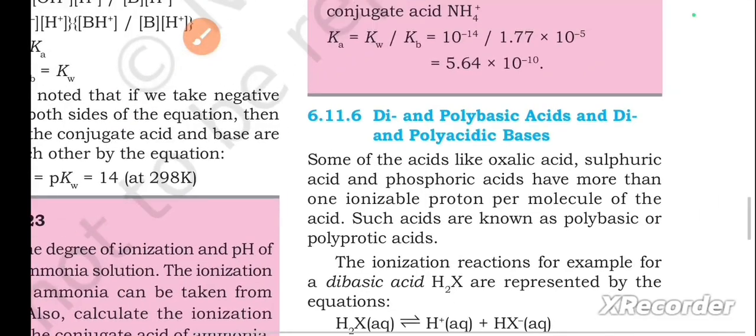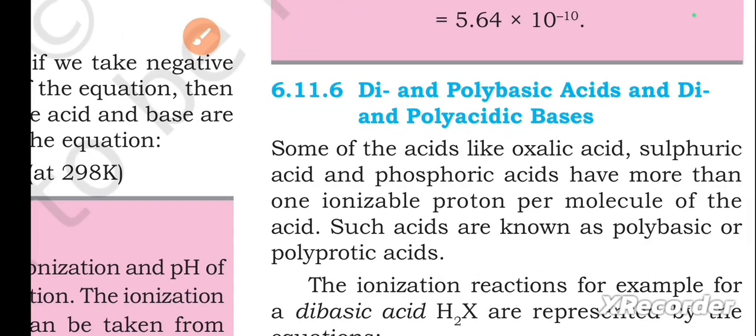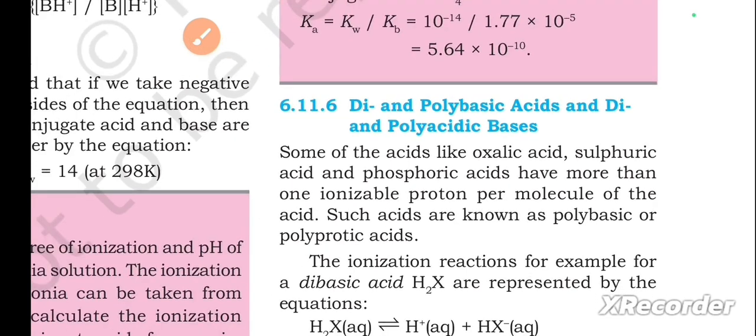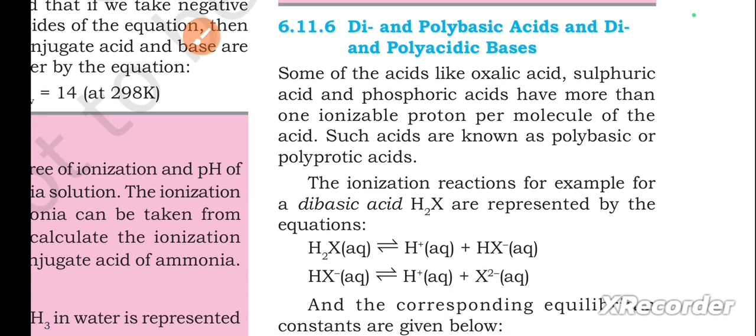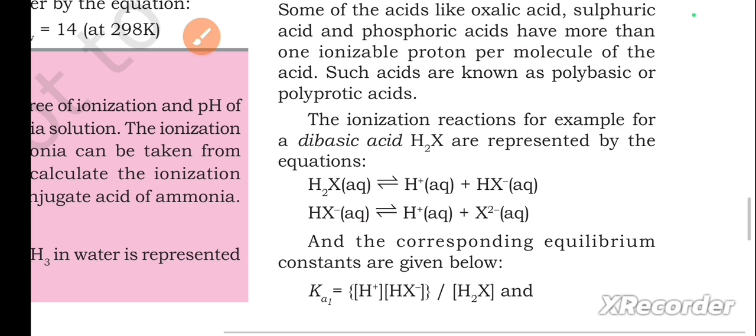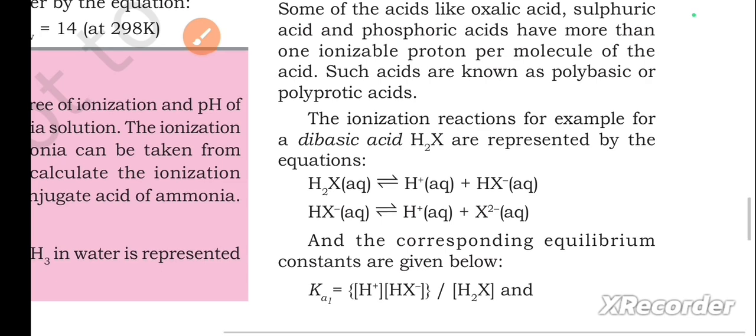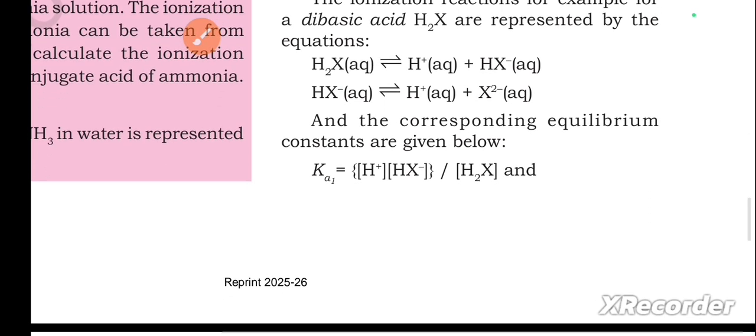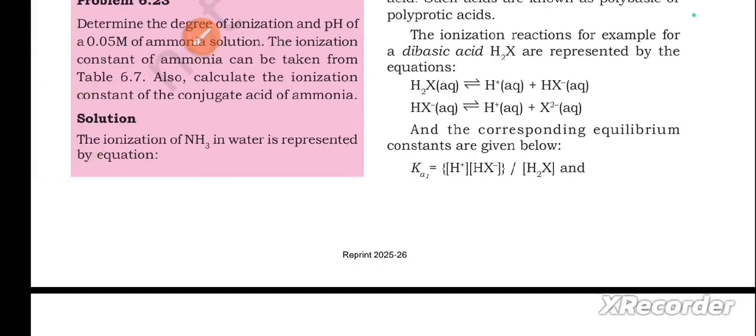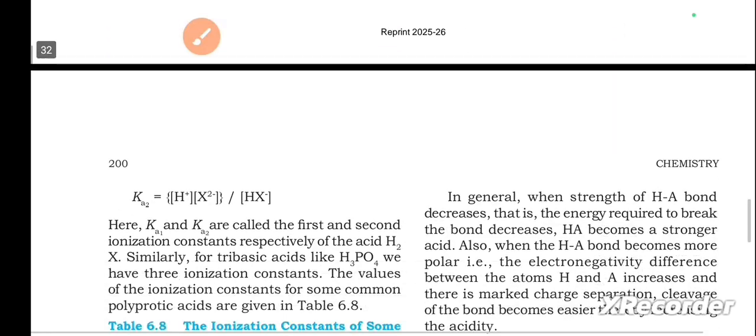Next, di and polybasic acids and di and polyacidic bases. Some of the acids like oxalic acid, sulfuric acid and phosphoric acid have more than one ionizable proton per molecule of the acid. Such acids are known as polybasic or polyprotic acids. The ionization reactions, for example, for a dibasic acid H2X are represented by the equations, and the corresponding equilibrium constants are given below. Please check all of them.